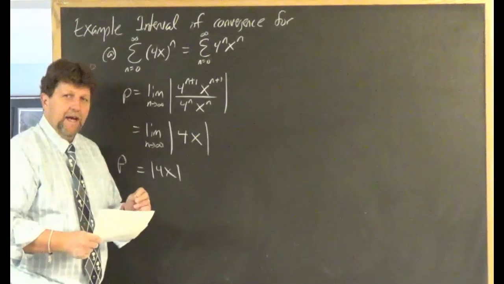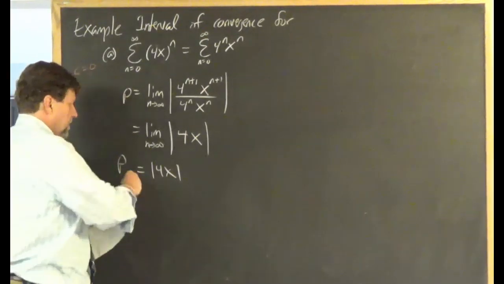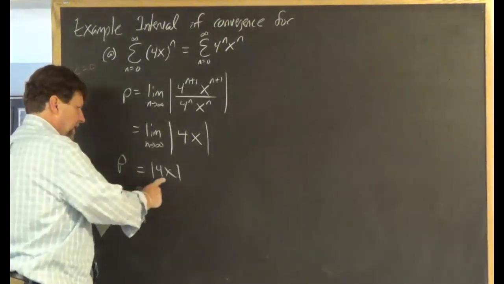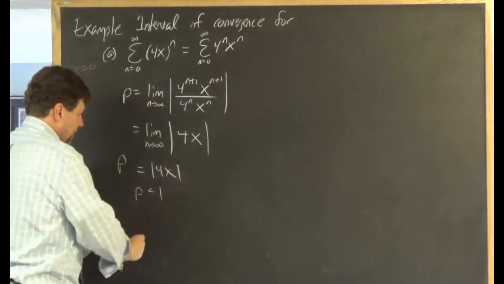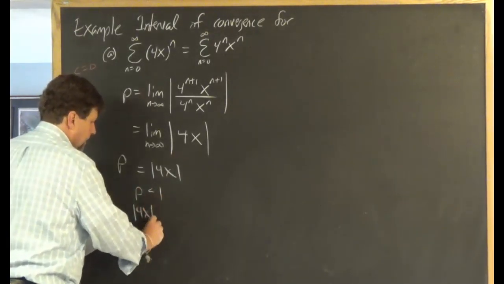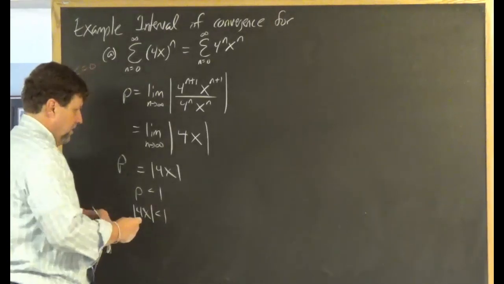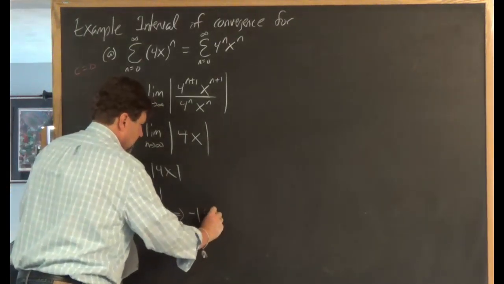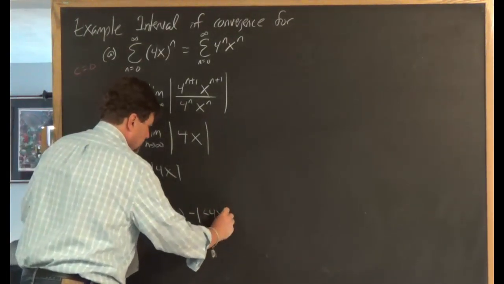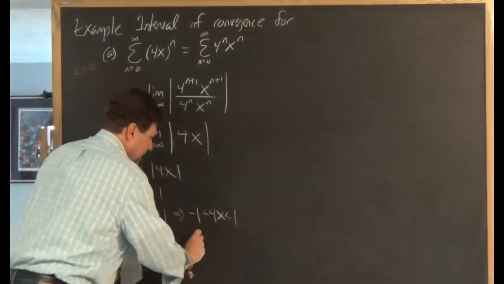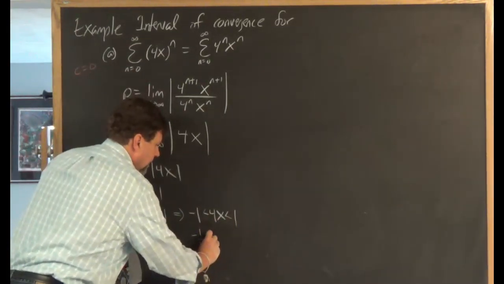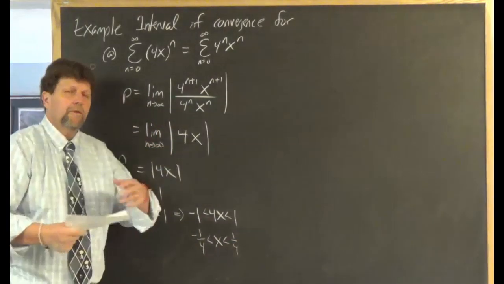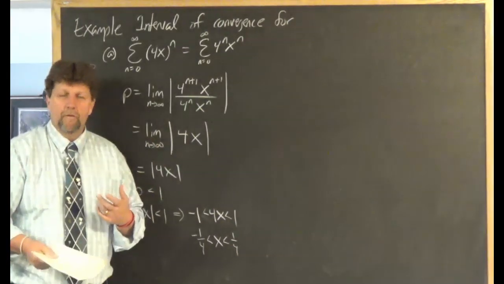Remember the ratio test. You have convergence when P is less than 1. So here, since P is absolute value of 4x, you have convergence when absolute value of 4x is less than 1, which you rewrite as -1 less than 4x less than 1. Divide everything by 4. You get -1/4 less than x less than 1/4. So right now I know the radius of convergence is 1/4.